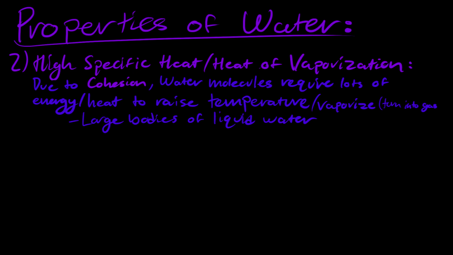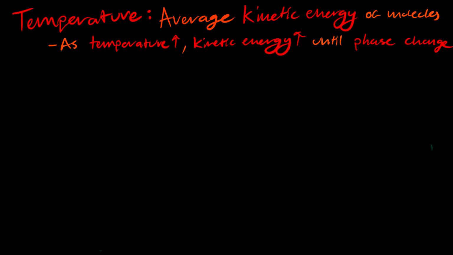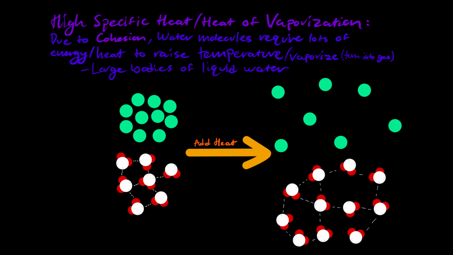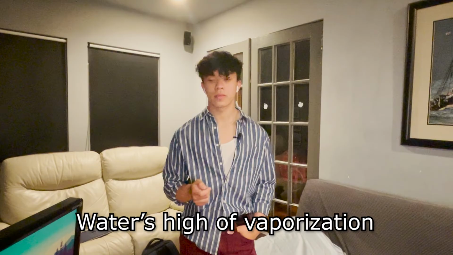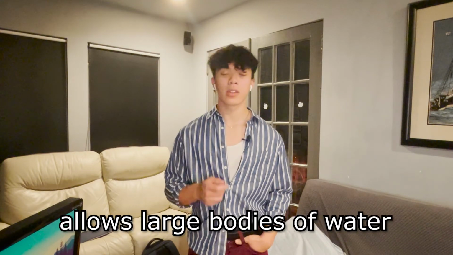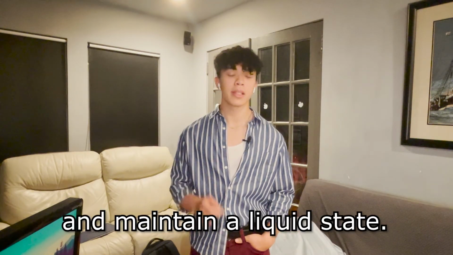Cohesion also causes water to resist temperature or state changes. Temperature is a kinetic energy of molecules. High heat causes molecules to be excited and spread apart. Because water molecules attract and pull themselves together, a lot of heat energy is required to excite water molecules enough to raise temperature or change its state into a gas. Water's high heat of vaporization and high specific heat allows large bodies of water to exist and maintain a liquid state.